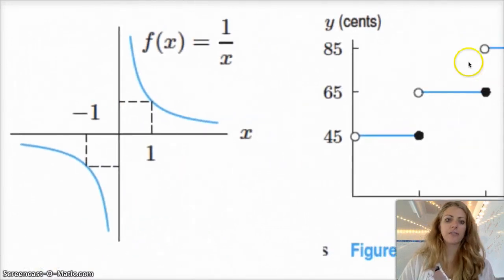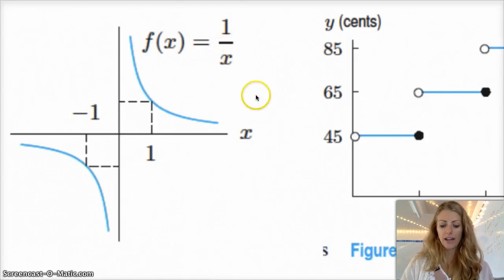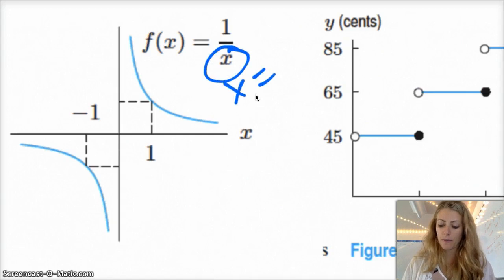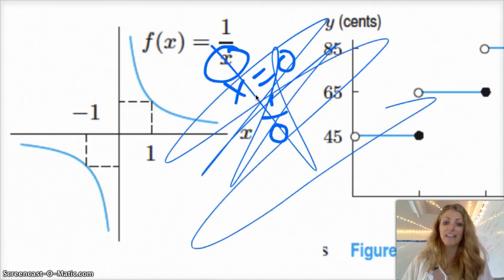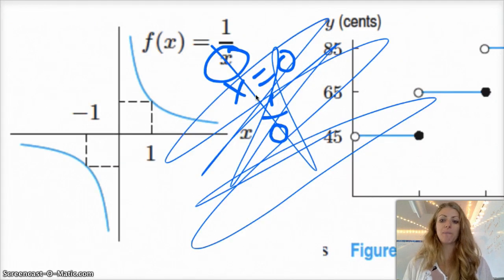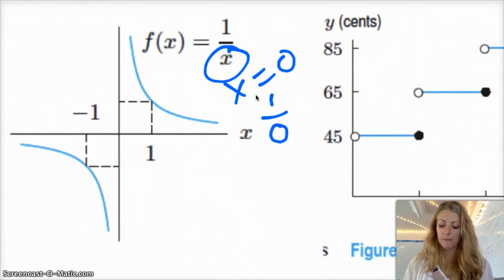This next example, f of x equals 1 over x: if you look at the equation, you know there's going to be a problem when x equals 0 because you'll be doing 1 divided by 0. If you ask anybody, Siri included, what happens when you divide by 0? Bad things happen. Don't divide by 0. Things blow up and it's bad news. So you can't divide by 0.